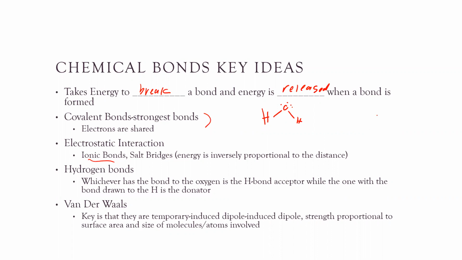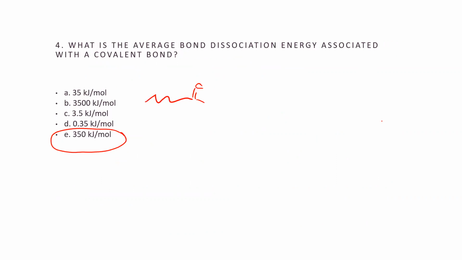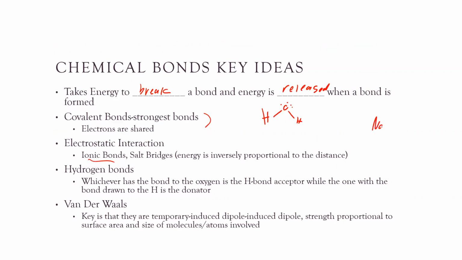So, like sodium chloride. For example, sodium gives away its electron, develops a positive charge. Chlorine grabs an electron, develops a negative charge. Then there's an electrostatic interaction. Salt bridges, just know it's an electrostatic interaction. I don't think she'll ask a question on it. And then the one thing you do need to know is that the energy of these bonds is inversely proportional to the distance.